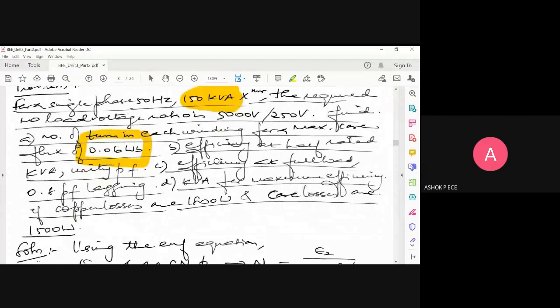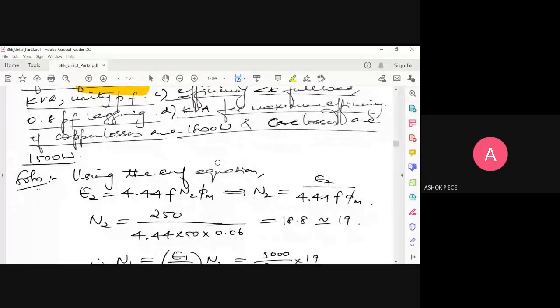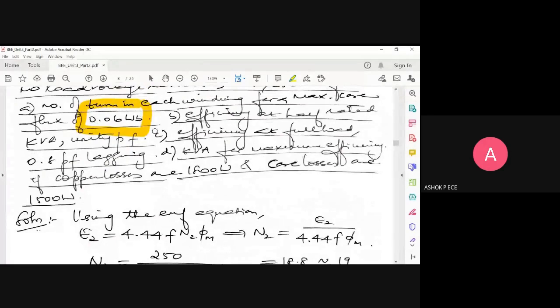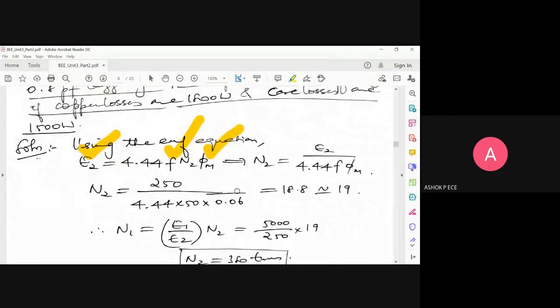EMF equation of transformer is E2 equal to 4.44 F N2 phi M. So E2 is known, F is known, phi M is known. Find out N2. So N2 is 18.8. You get number of turns cannot be a fraction, so round off to the next highest integer. 18.1 also, make it 19. Don't write it as 18. The 0.1 winding is not possible, so you will have it as 19 windings only.